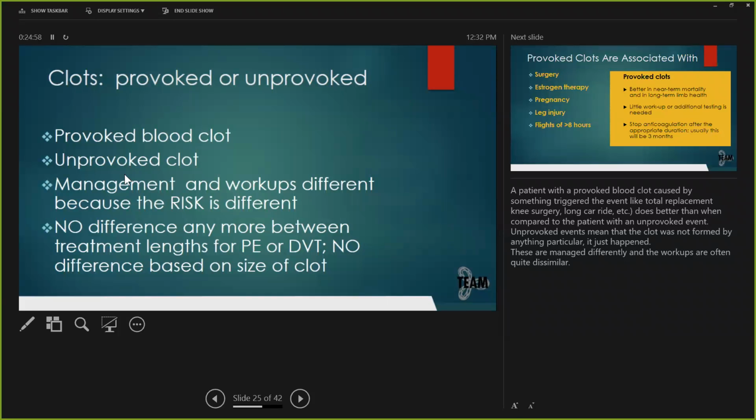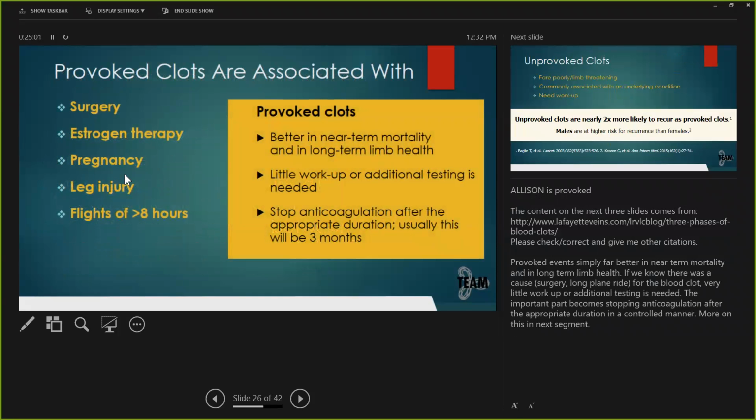So what are the factors which we say provoke blood clots? If the patient is post-surgery, if a patient is on estrogen therapy, either as hormone replacement therapy after menopause or birth control pills when they are young. Pregnancy itself is a hypercoagulable condition, and especially leg injuries like fractures, or if they had any procedures. Even arthroscopies sometimes can trigger blood clots in some patients, and if they have flights for more than 8 hours, those are the provoking factors.